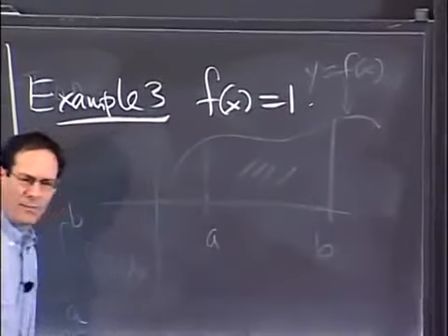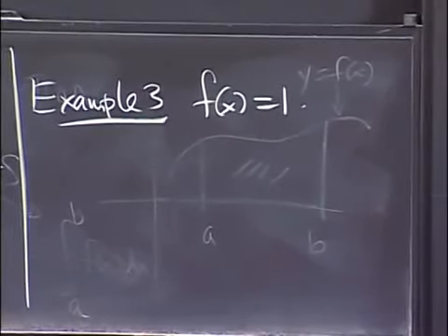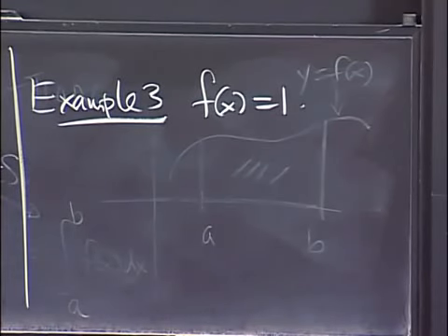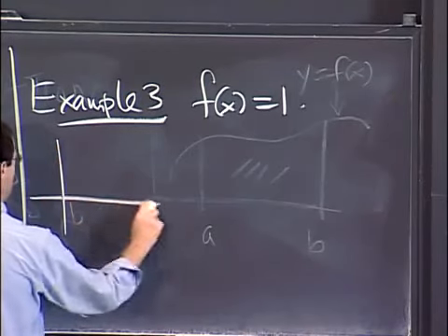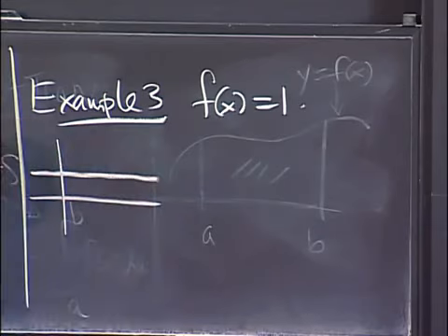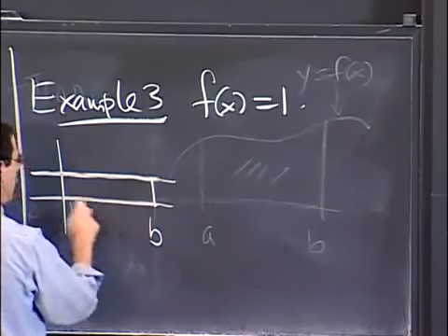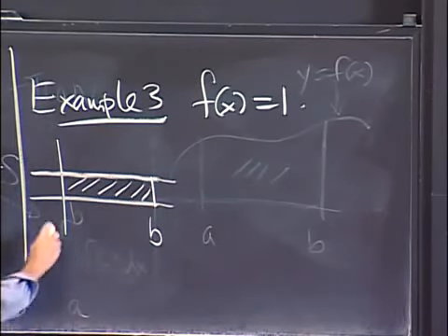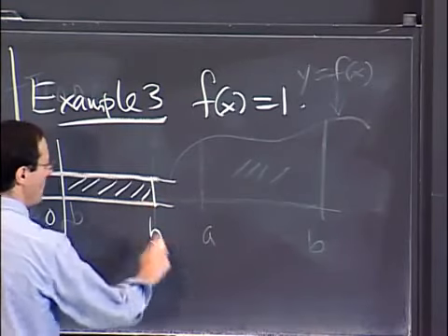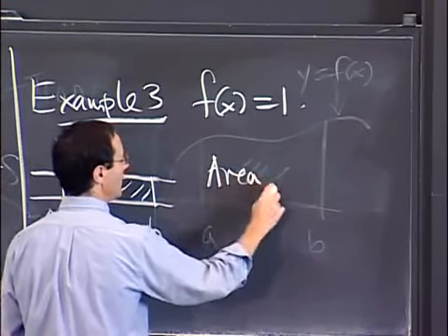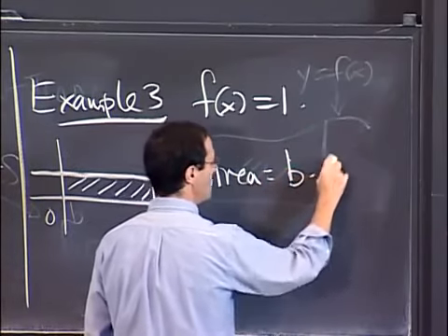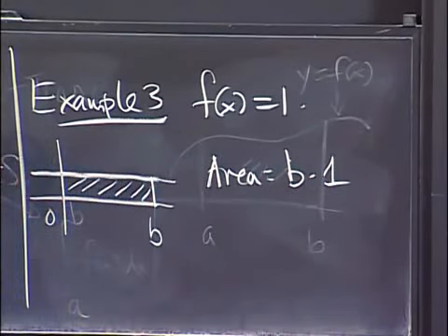f of x is equal to 1, by far the most important example. Remarkably, when you get to 18.02 in multivariable calculus, you will forget this calculation somehow. And I don't know why, but it happens to everybody. So the function is just horizontal like this, right? It's the constant 1. And if we stop it at b, then the area we're interested in is just this, from 0 to b. And we know that this is height 1, so this area is base, which is b, times 1. So it's b.